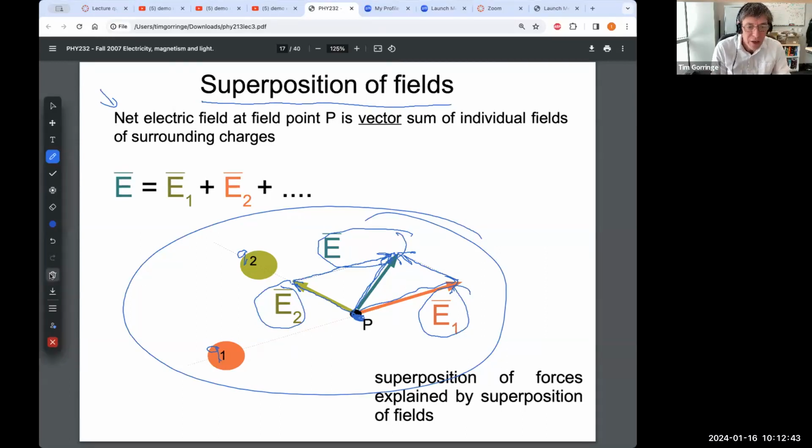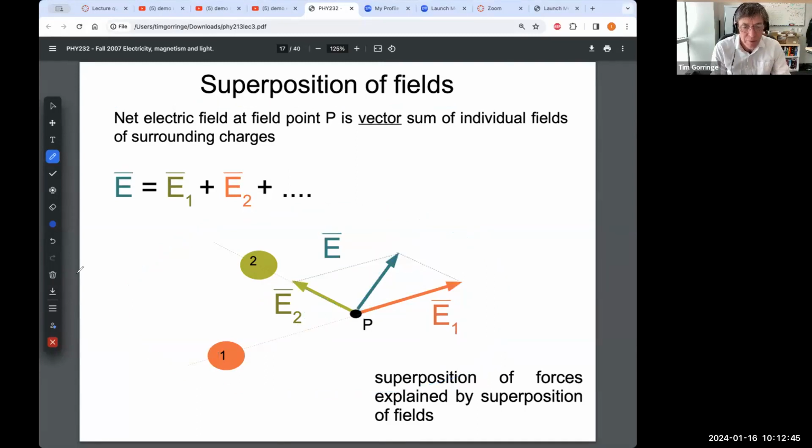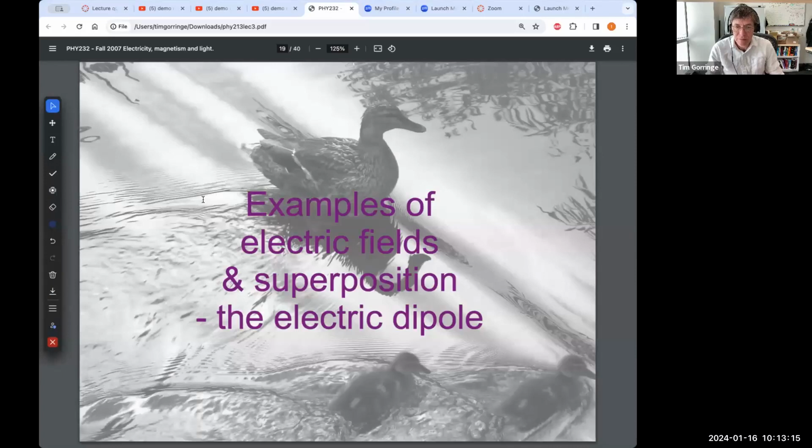Anyway, now we've introduced the superposition principle. The point of introducing the superposition principle is it allows us to go further than just thinking about individual positive and negative charges and the individual fields of positive and negative charges, to thinking about the fields that are created by assemblies that we construct out of more than one positive and negative charge. So that's what we're going to do next. So we're going to look at an example.